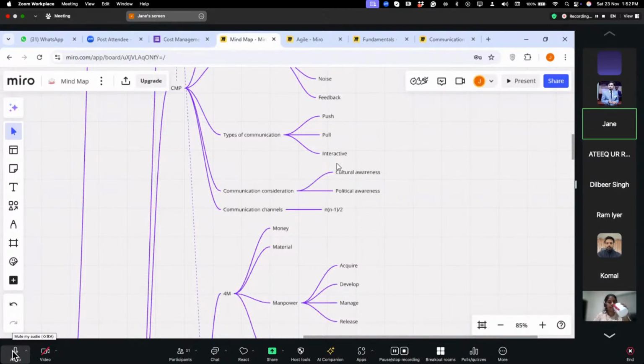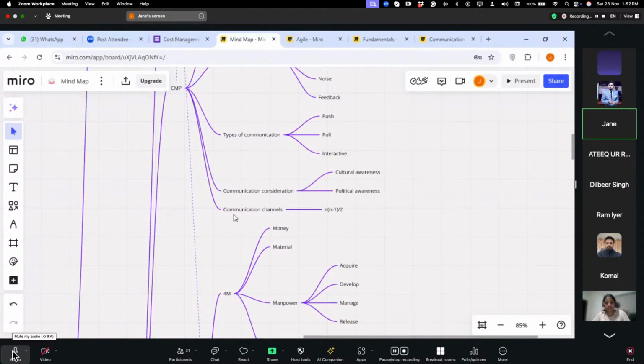And then in communication considerations, when you need to communicate with the stakeholders, we have to determine the needs of the communication based on cultural awareness and political awareness. And one thing I'd like to stress here is face-to-face communication is always preferred, and whenever virtual teams are involved, it is always better to have them co-located for one meeting or one call.